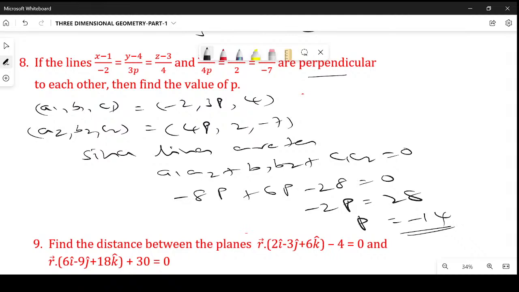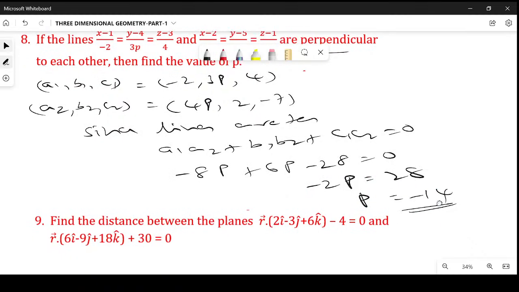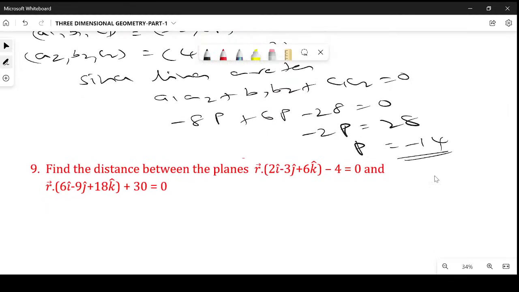And when two lines are perpendicular, you can use a1 a2 plus b1 b2 plus c1 c2 equal to 0 in the case of direction ratios. In the case of direction cosines, we can use l1 l2 plus m1 m2 plus n1 n2 equal to 0. Important one. Next one: find the distance between the planes.